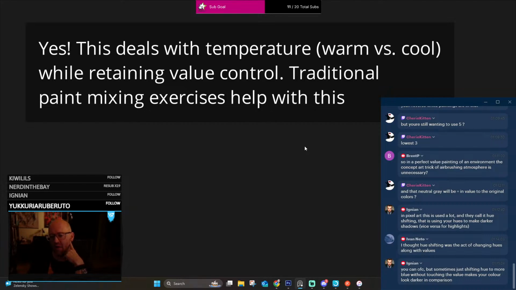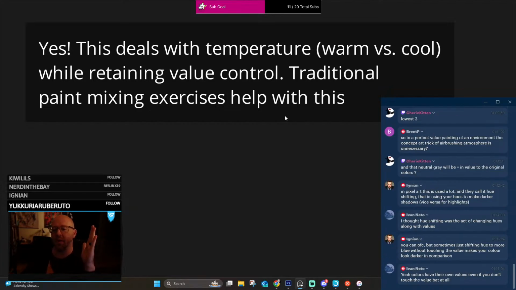More blue without touching the value makes your color look darker in comparison. Well, that's because blue is dark. Blue is the darkest part of the color wheel, and it's not even close. Because every color has an innate value. Every single color. Like Coca-Cola red is mid-tone, baby. That is mid-tone 50% gray, through and through.